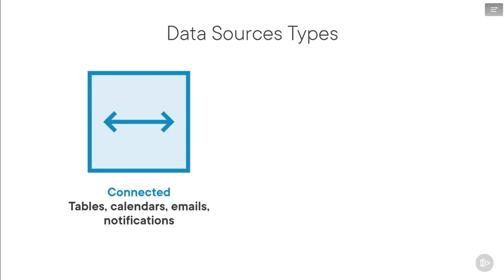The most common type of data source is table, which is used for storing and retrieving data. You may use connections to read and write data into Excel workbooks, SQL tables, SharePoint lists that can be stored in the cloud services such as OneDrive for Business or Dropbox. Besides tables, other connected data sources are calendars, emails, notifications, and so on.